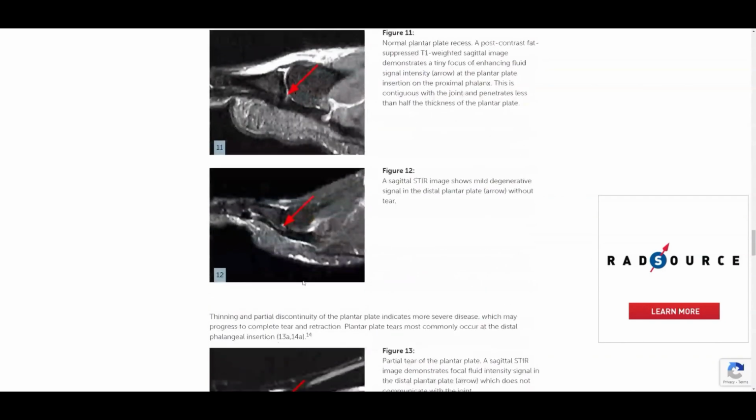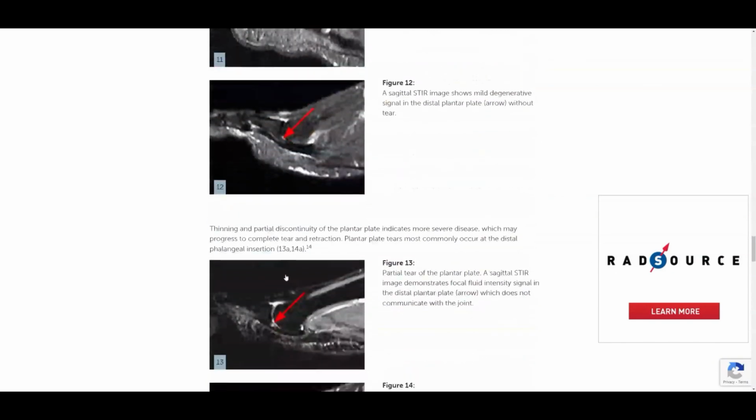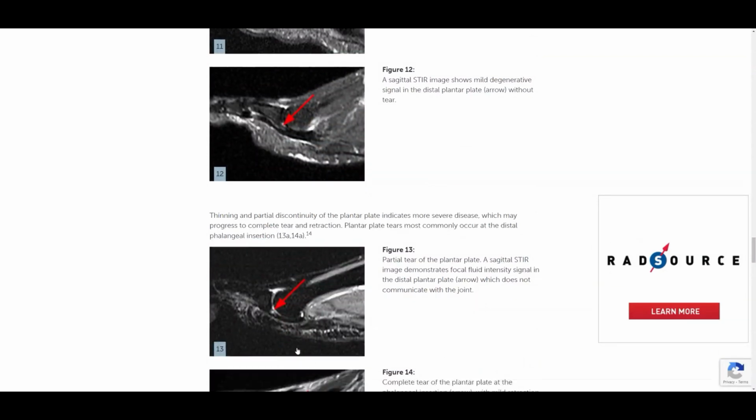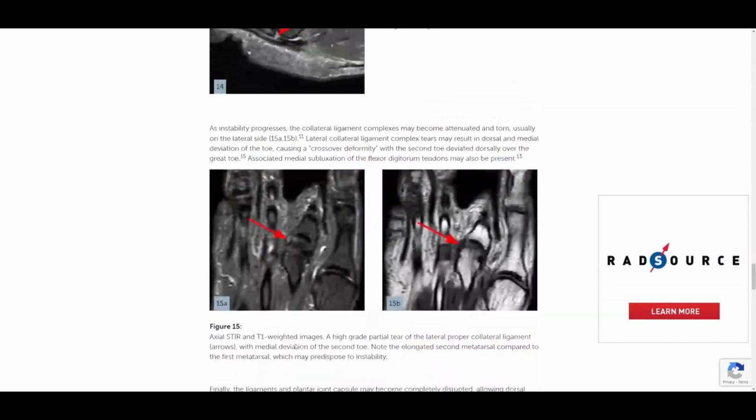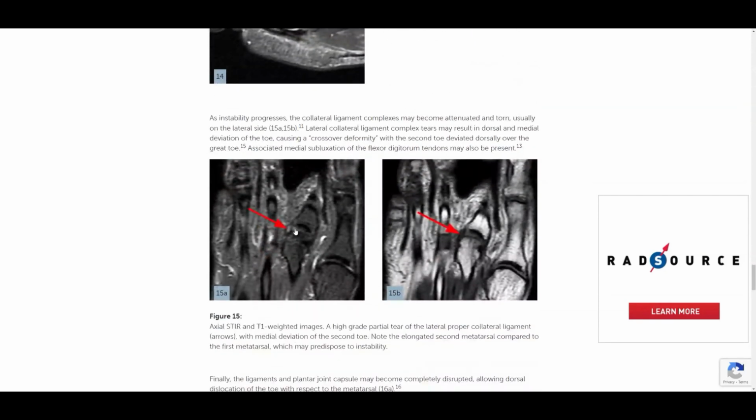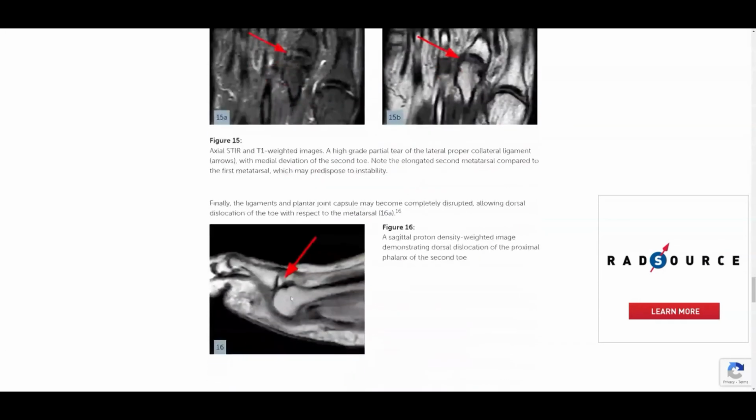I really like RadSource because it also explains not only complete tears, but partial tears, which can be subtle and show as focal fluid intensity on STIR imaging in that case. This is a complete tear of the lateral proper collateral ligament with that medial deviation and that splay finding, which has been written up.